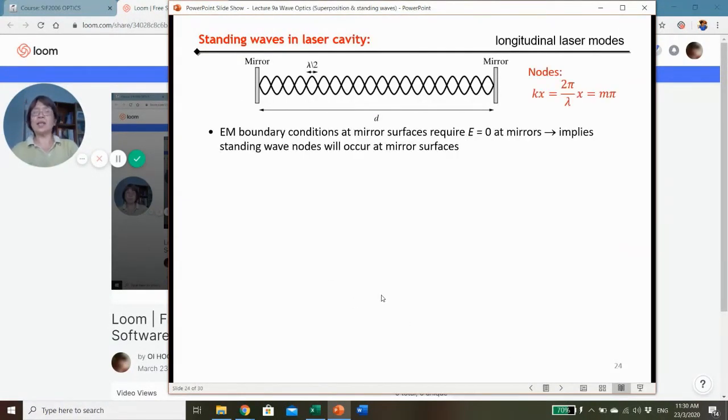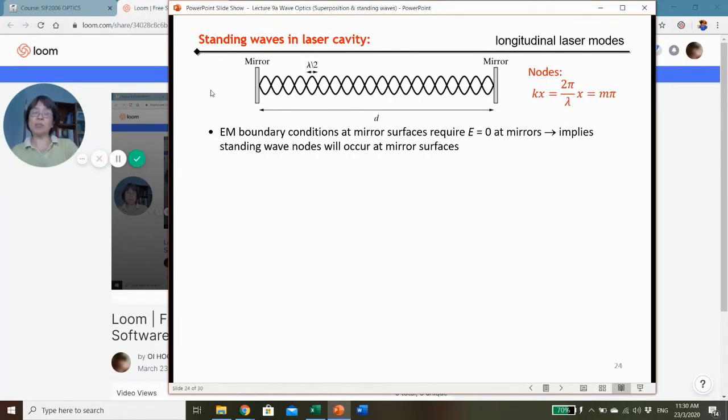Now, we do get standing waves in a laser cavity. This example is relevant for plane mirrors. This is a resonating cavity separated by a distance d. The nodes occur when kx equals mλ, right?